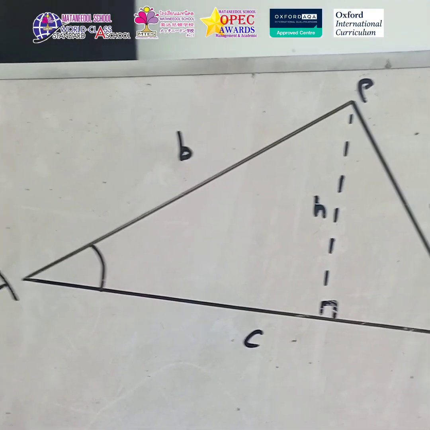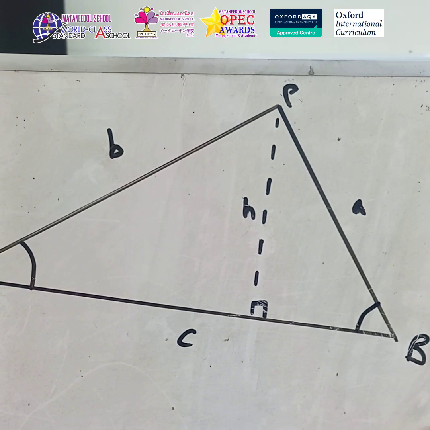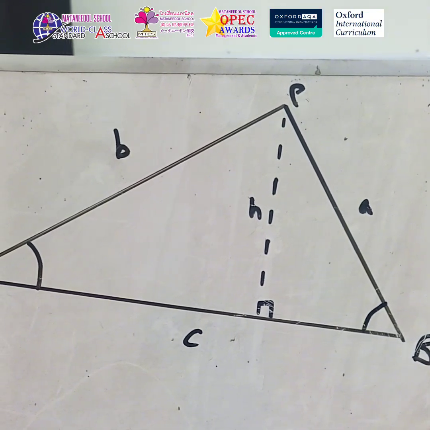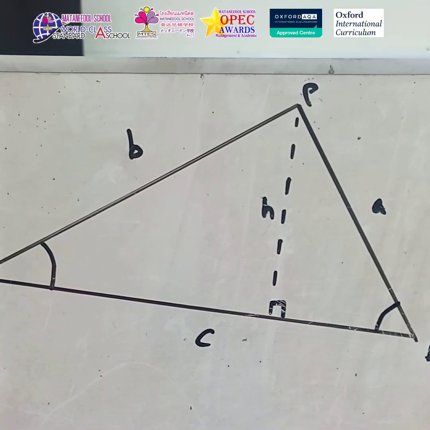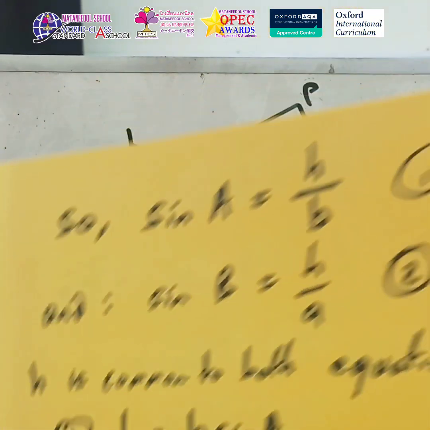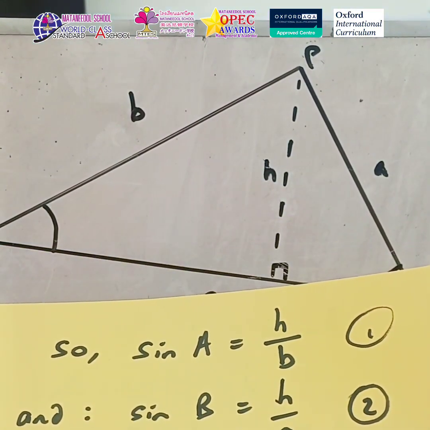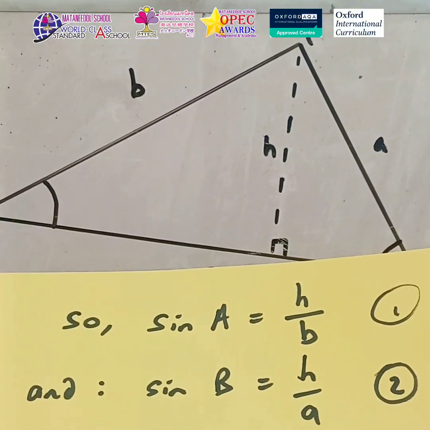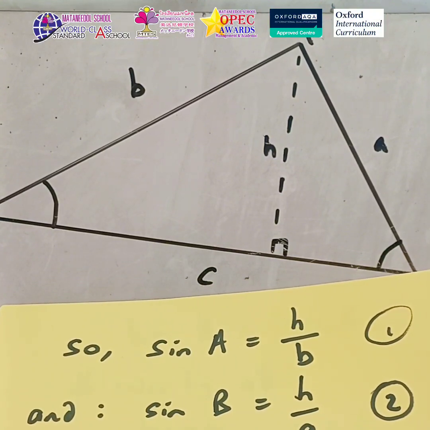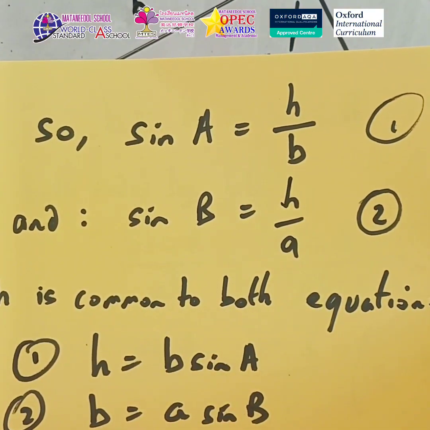We've got angle A, angle B, we've got angle C at the top, but I'm not going to use that one for this example. What I've done though is I've dropped a perpendicular line down from C to the line AB, so that's a 90-degree angle there. And let's have a look at what all this means. So we've got sine A equals the opposite side H over the hypotenuse B. Sine of angle B is the opposite side H over the hypotenuse A, and H is common to both equations.